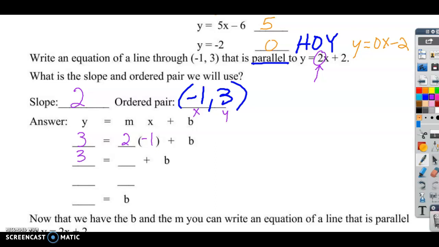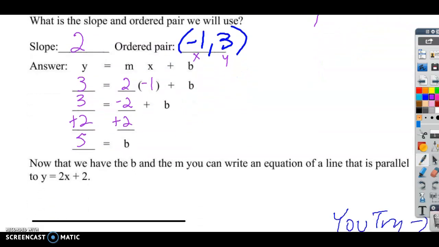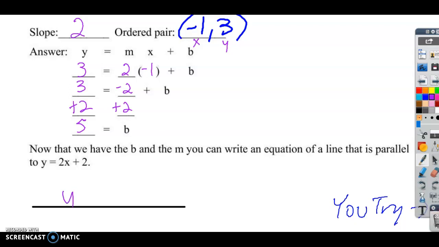So 3 equals 2 times -1 plus b, which is -2 plus b. Then we're just solving. We're adding 2 to both sides, and we get b is 5. So our equation should have the same slope, y equals 2x, but it should have a different y-intercept, plus 5. Try the next problem. Press pause, and then I'll show you the answers.